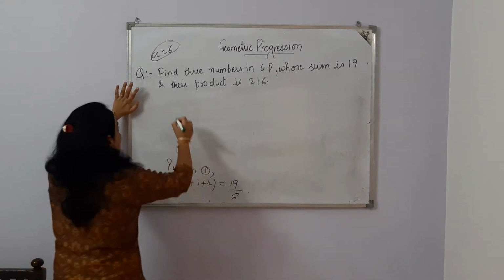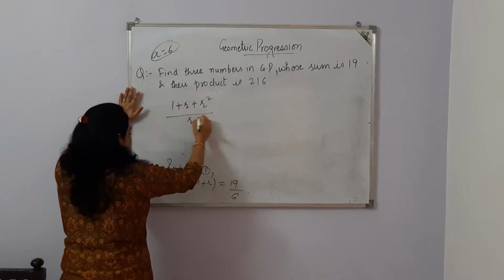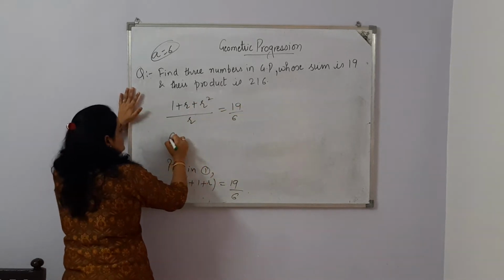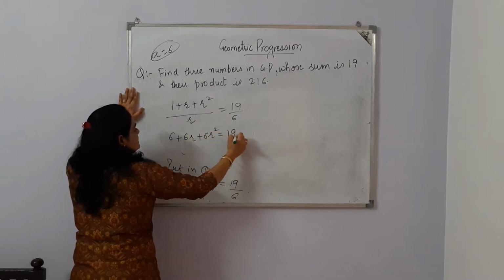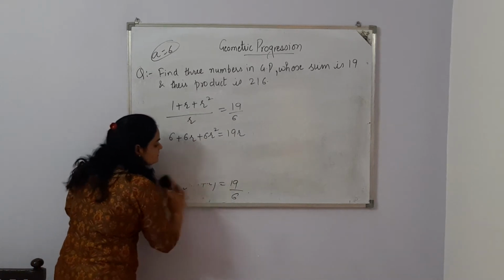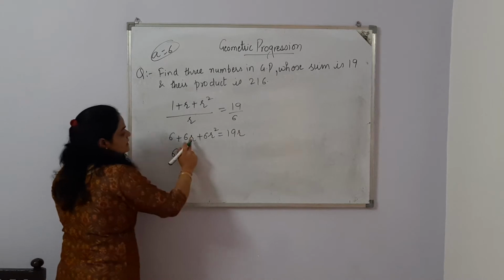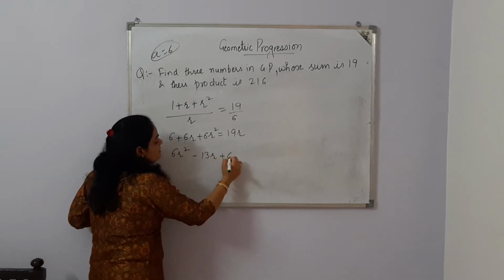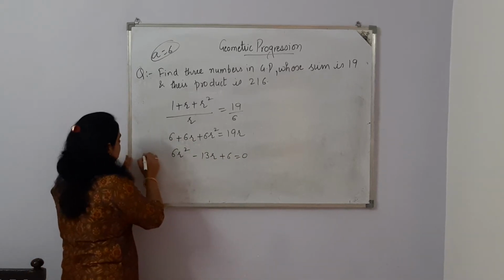Now, after taking the LCM, what will I get? 1 plus R square plus R is equal to 19 by 6. Then after cross multiplication, it becomes 6 plus 6R square is equal to 19R. When this 19R comes to the left-hand side, it becomes minus 19R. So it becomes 6R square minus 19R plus 6 is equal to 0. 6 6s are 36.